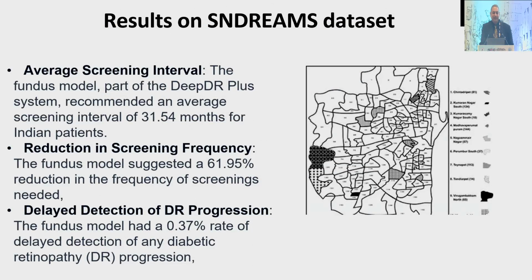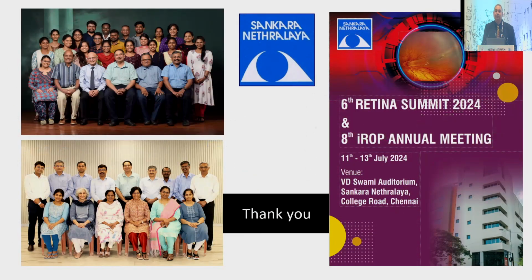So on our Indian data set, we could increase the screening interval to nearly 32 months. That means if you use this AI one, rather than telling every 1 year, we can call them after every 2.5 years. And the delayed detection rate was only 0.37%. And this could reduce the frequency of screening by nearly 62%. I think we'll get more and more of these algorithms with the newer AI networks, and that will really reduce the work of screening these 101 million people with diabetes. Thank you very much.